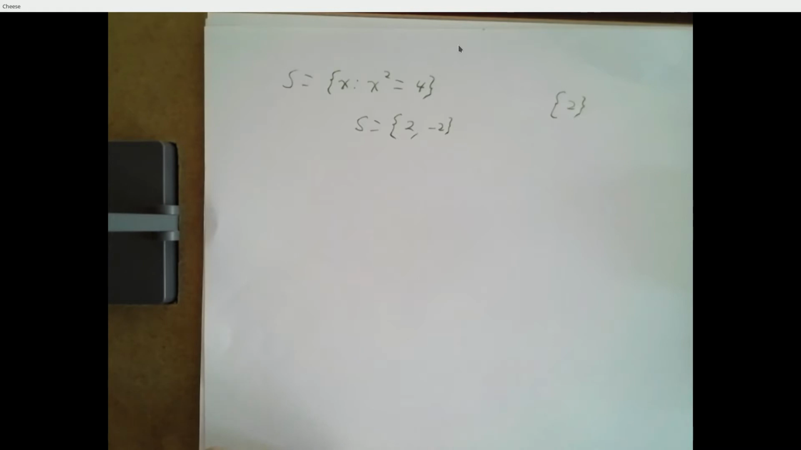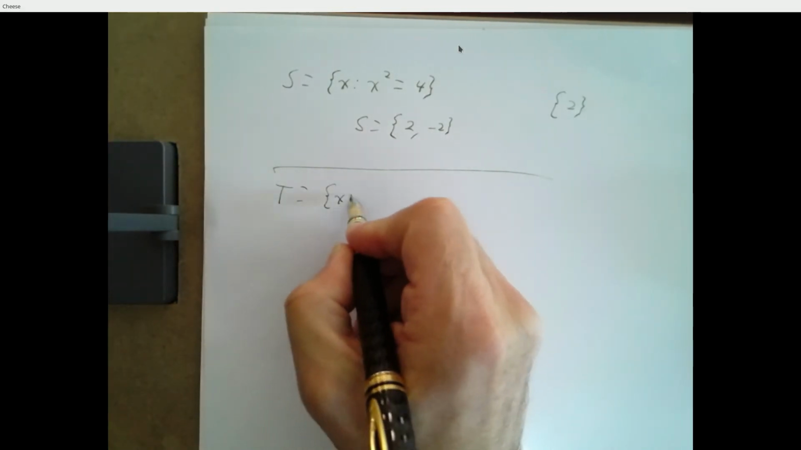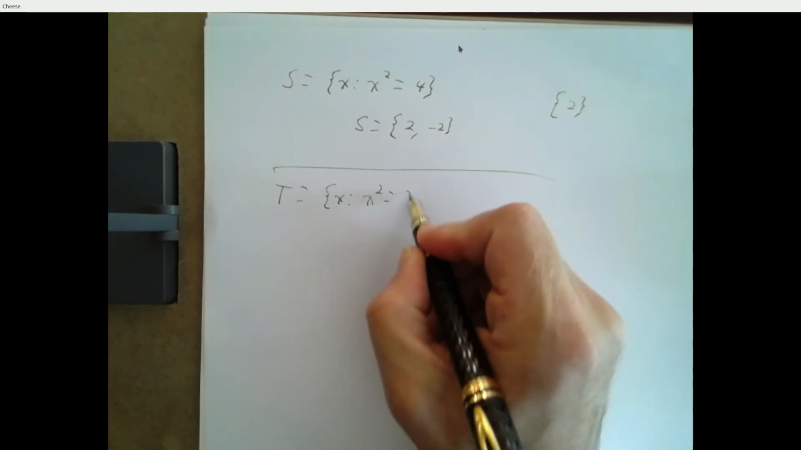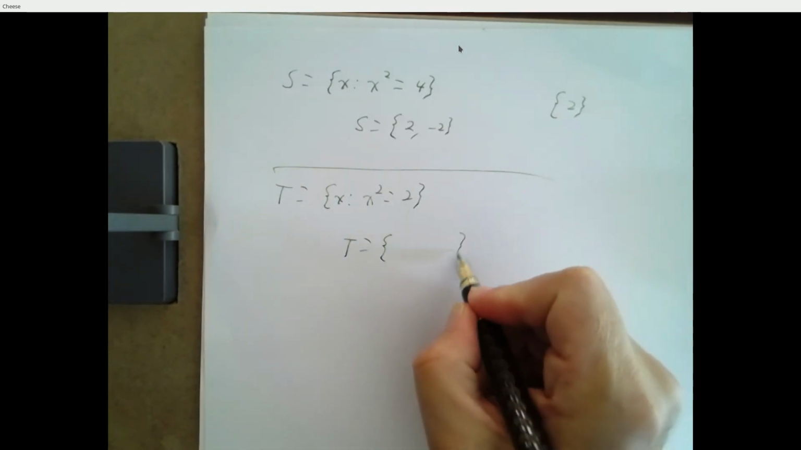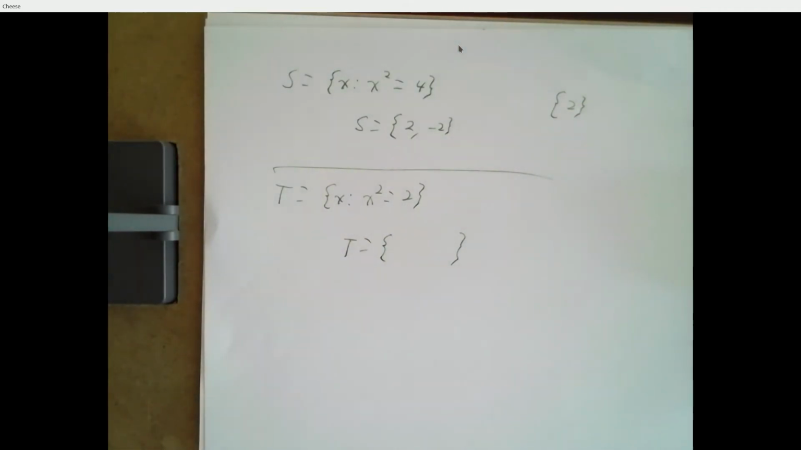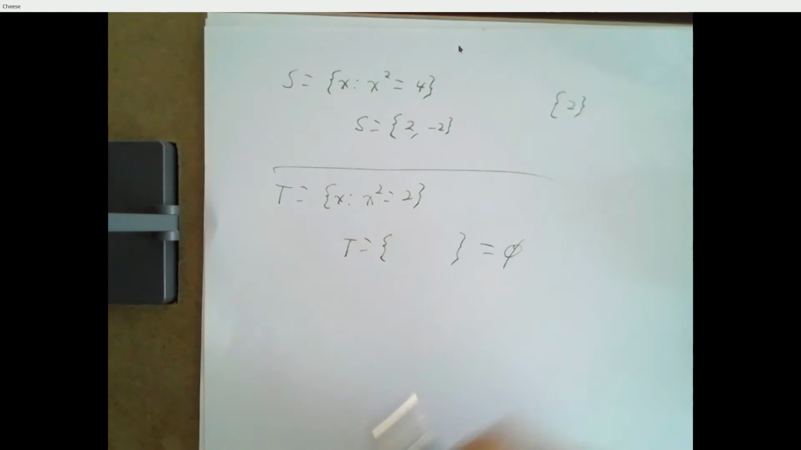Or maybe I have a set T equals the set of all x such that x squared is equal to 2. And what are the elements of T? The square root of 2? Possibly. If I'm allowed to use real numbers, square root of 2 is inside T, and the negative square root of 2 is inside T. But if I'm working over integers, there's nothing inside T. This is the empty set.